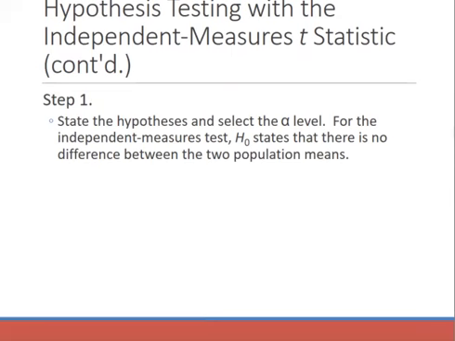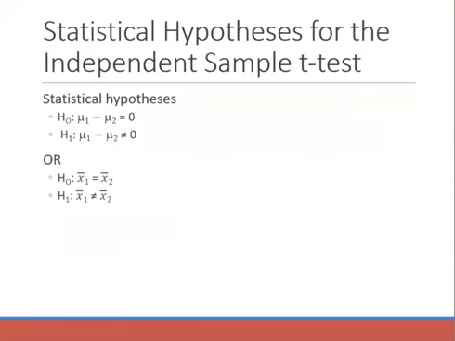For the independent measures test, the null hypothesis is that there is no difference between the population means. The preferred way is to do it this way. This is the way your book presents it. And so your null hypothesis would be that mean 1 minus mean 2, indicating the population means, equals 0. Essentially what that means is they are the same. And the alternative hypothesis would be mean 1 minus mean 2 does not equal 0.